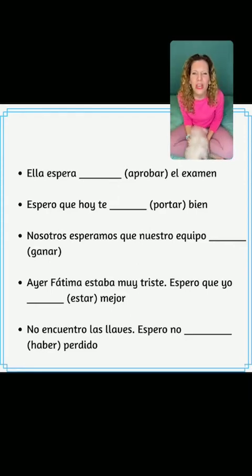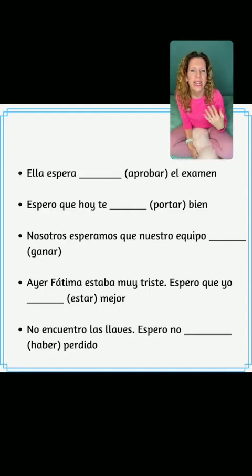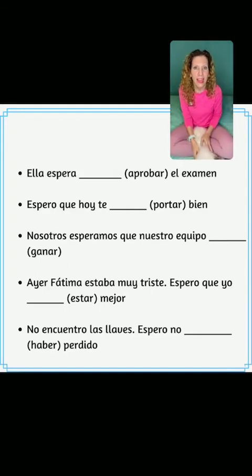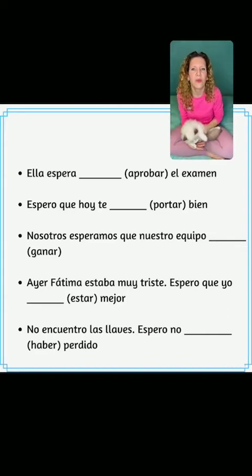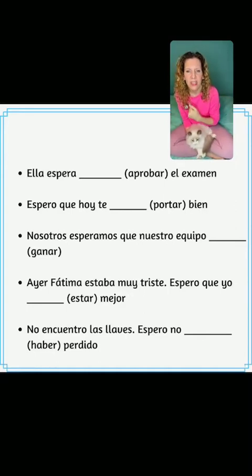Okay, next one. Nosotros esperamos que nuestro equipo... Indicativo o subjuntivo? Nosotros, we, esperamos, hope, que nuestro equipo, ganar, win. So it's a match, no? You want your team, the one that you follow, to win. So, indicativo o subjuntivo. Muy bien. Nuestro equipo is singular. It's a different subject. Yo, o sea, nosotros esperamos que nuestro equipo.